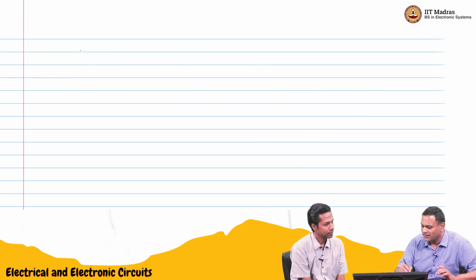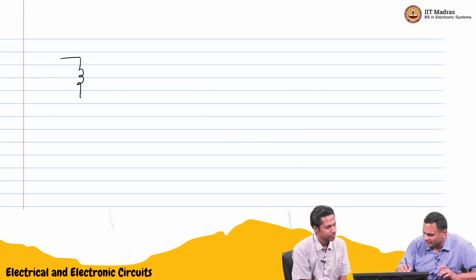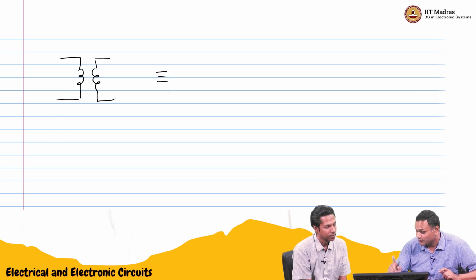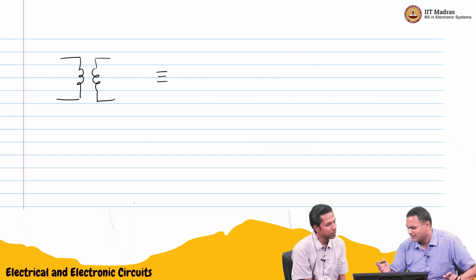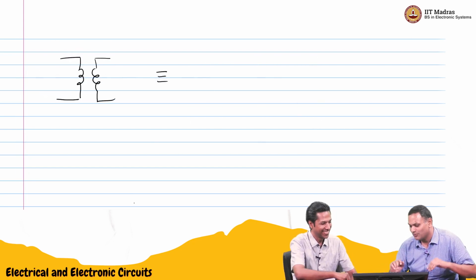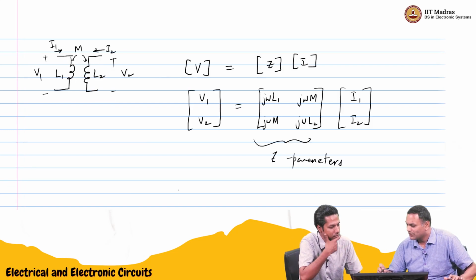Okay, so we want to find out what the electrical equivalent is for the transformer, without this magnetic coupling, no? And you said T network, right? For example, something else is also possible, but let's say T network.